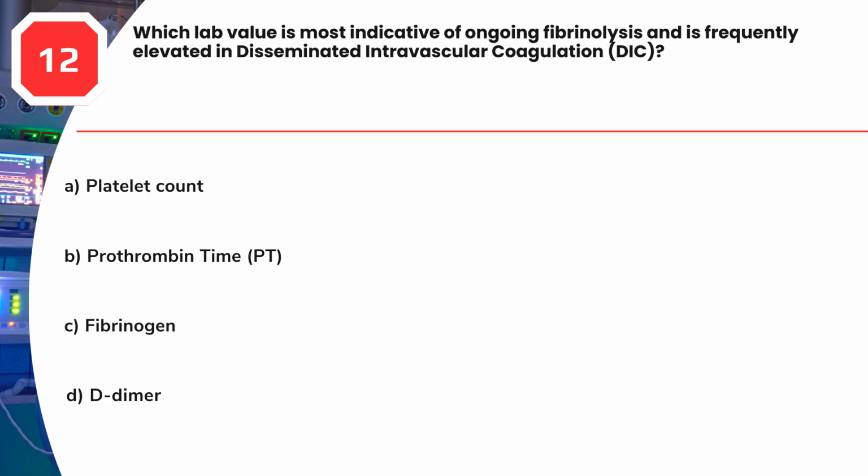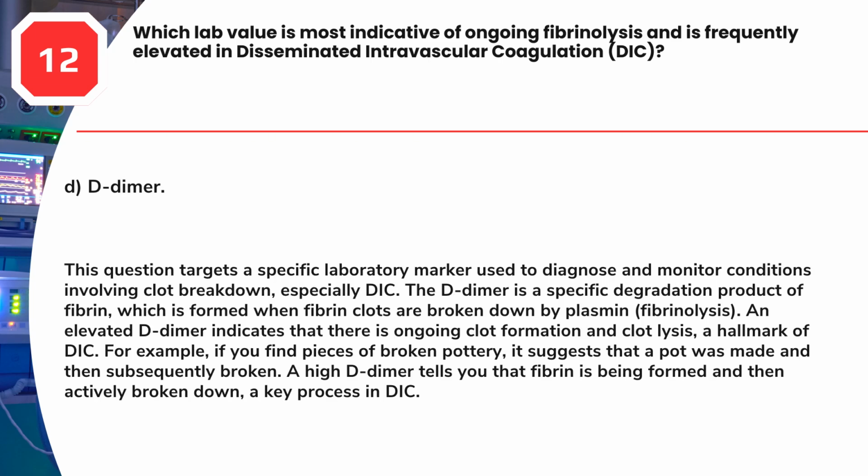Question 12. Which lab value is most indicative of ongoing fibrinolysis and is frequently elevated in disseminated intravascular coagulation, DIC? A. Platelet count. B. Prothrombin time, PT. C. Fibrinogen. D. D-dimer. Answer: D. D-dimer. This question targets a specific laboratory marker used to diagnose and monitor conditions involving clot breakdown, especially DIC.